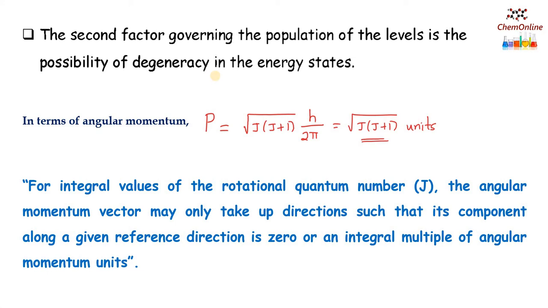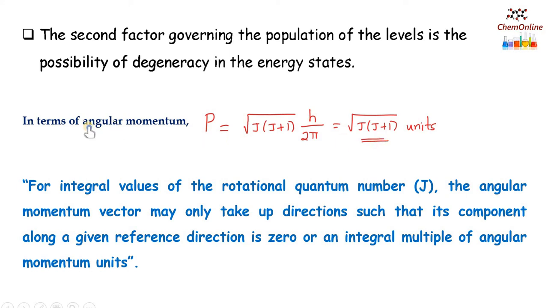Degeneracy means the existence of 2 or more energy states which have exactly the same energy. We know that the rotational energy is quantized. That means it can have only certain values. In terms of angular momentum, P, we can write P equals root of J into J plus 1 into h by 2 pi. If we take h by 2 pi as the fundamental unit of angular momentum, then P can be written as P equals root of j into j plus 1 units.